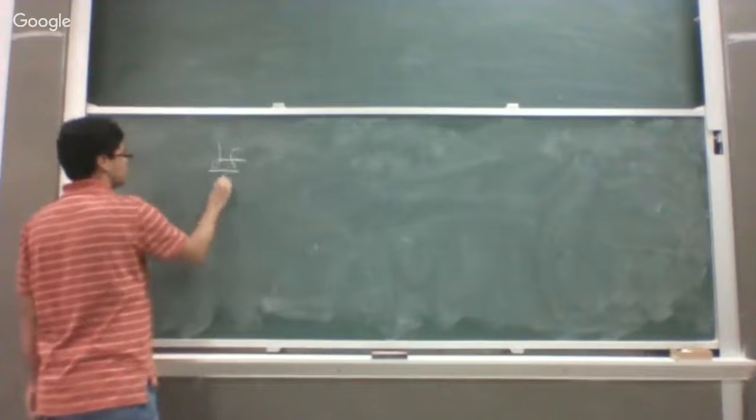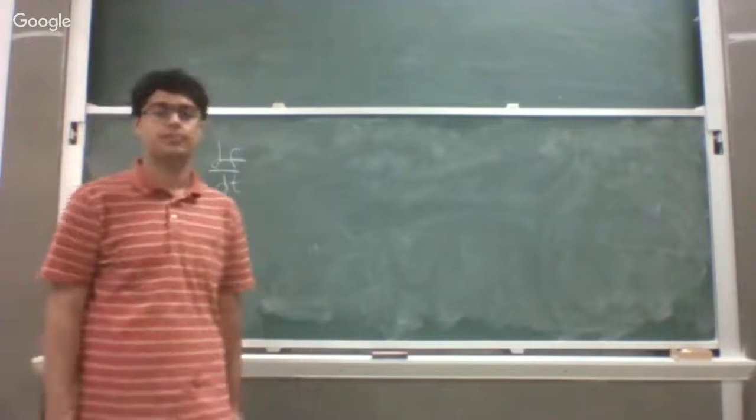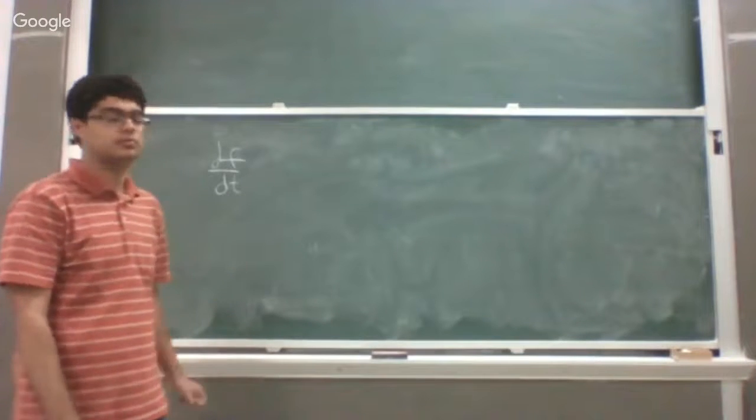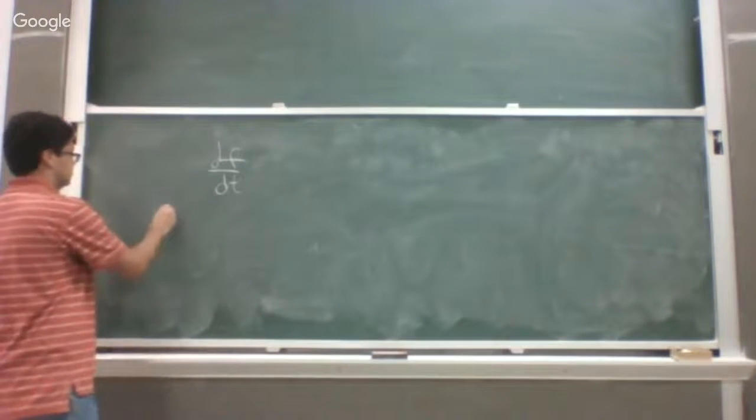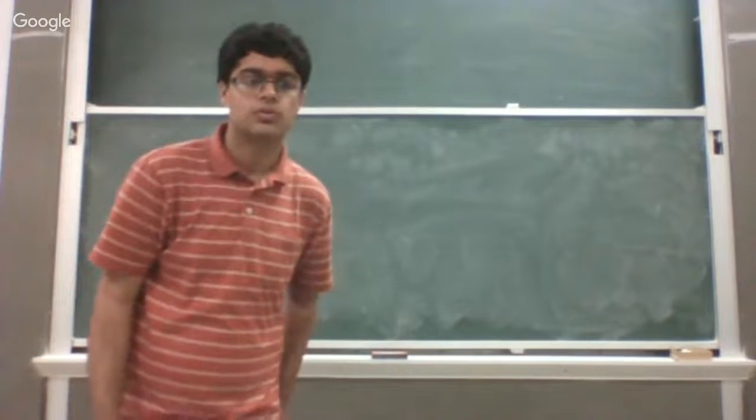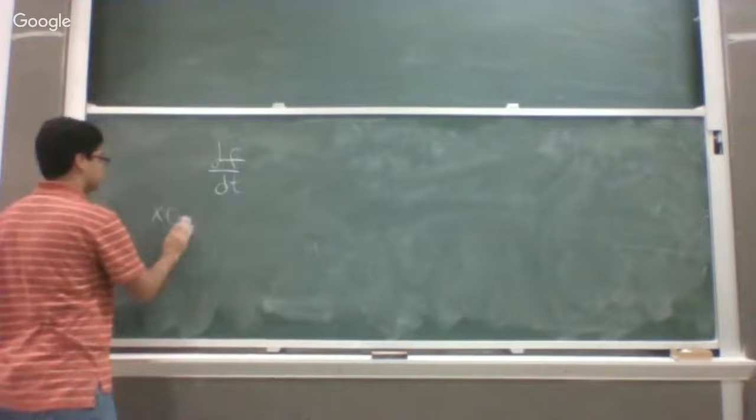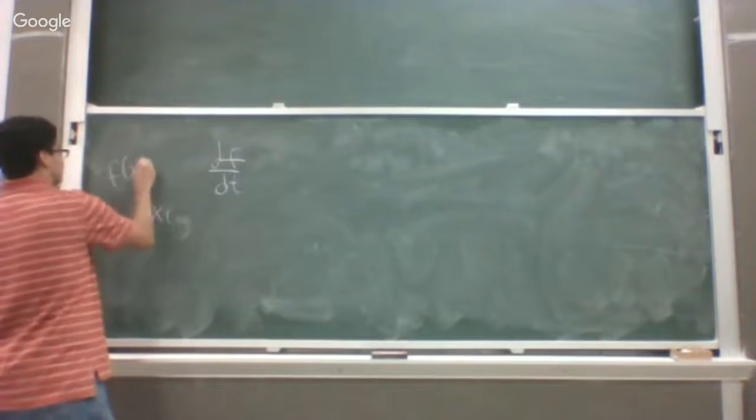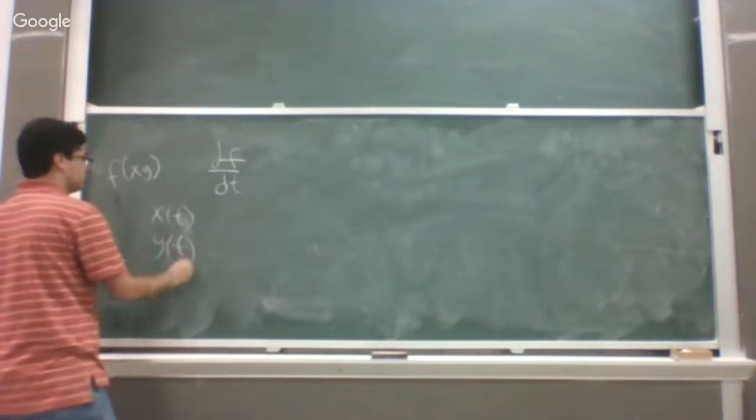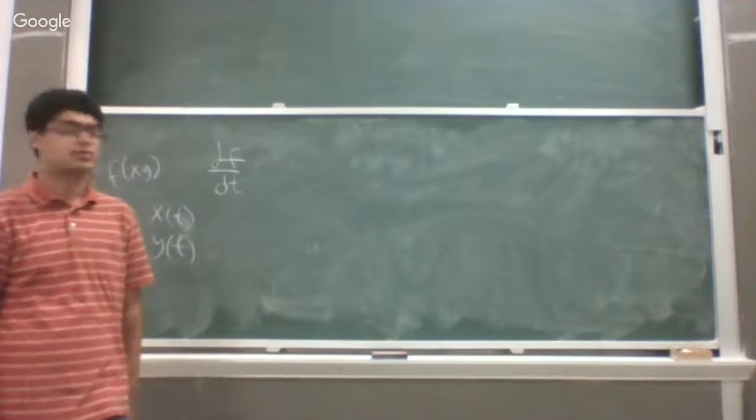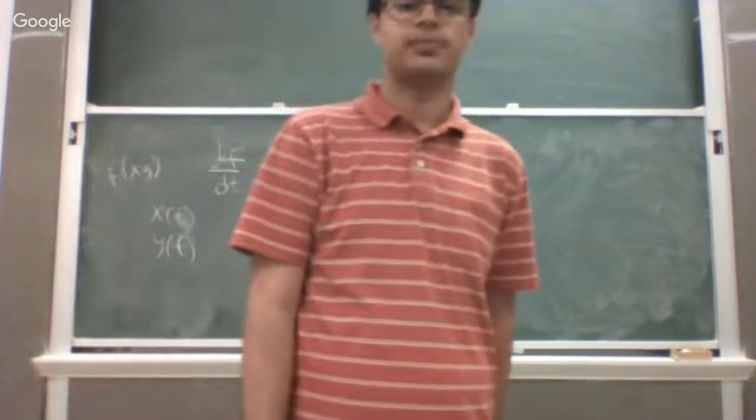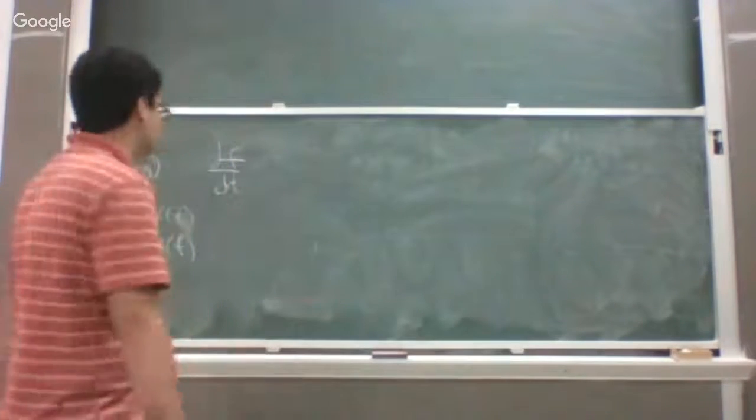We want df with respect to t. So f is a function of x and y, right? X is a function of t, y is a function of t. Is it a partial derivative or regular dt? It's regular, right?